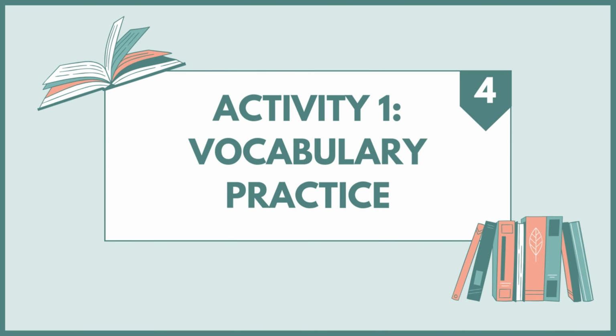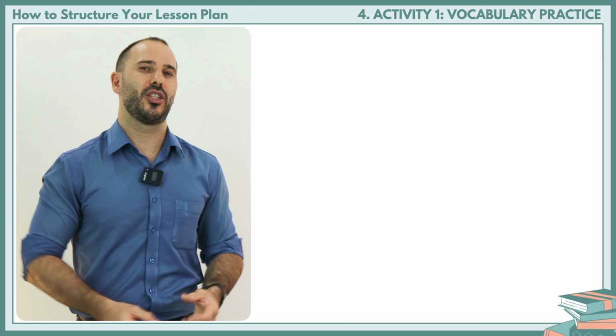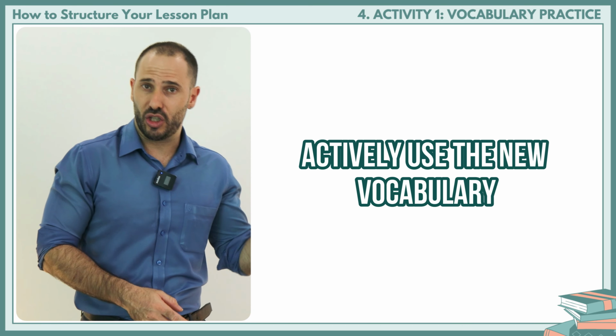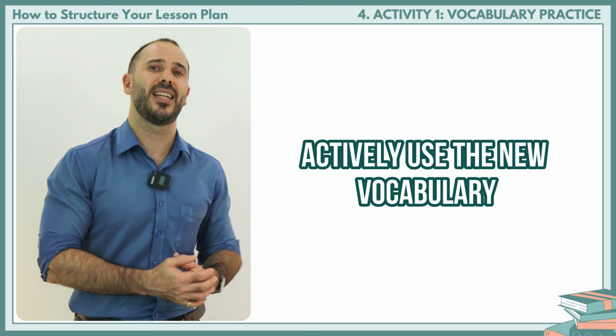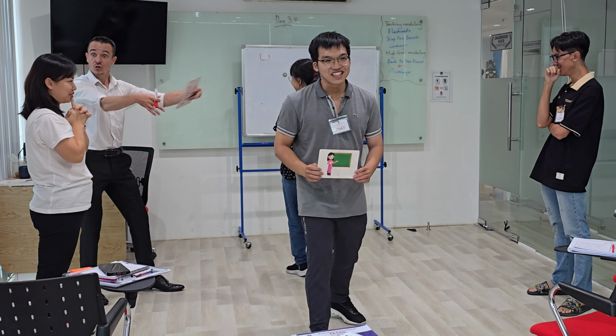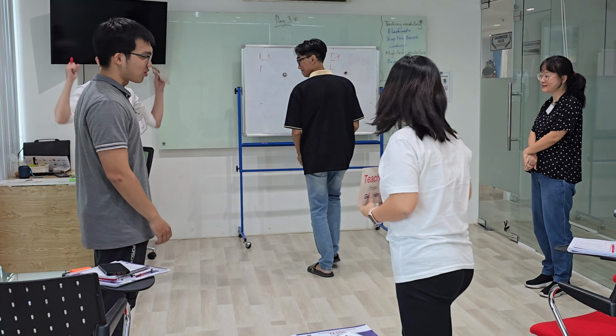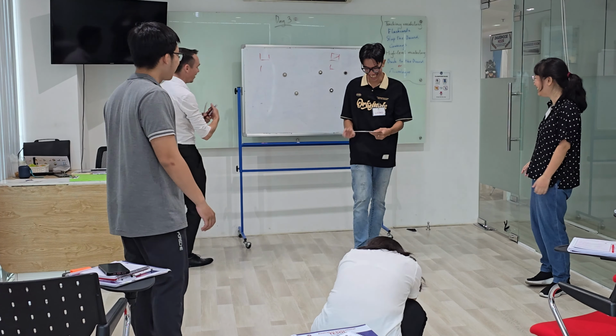4th, activity 1, vocabulary practice. After teaching 1, it's time for the students to actively use the new vocabulary. This could be a simple activity like pair work, where the students use the new words in a sentence, or a quick game of vocabulary relay. This activity gives students immediate practice with new terms, making them more comfortable for the next part of the lesson.